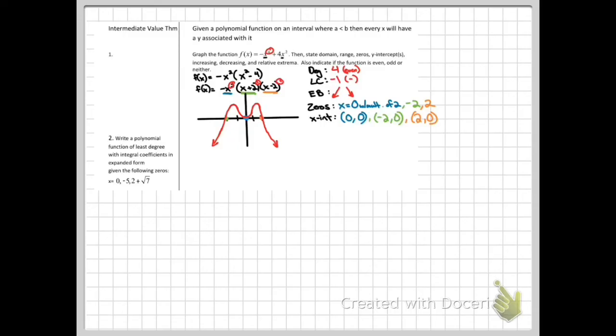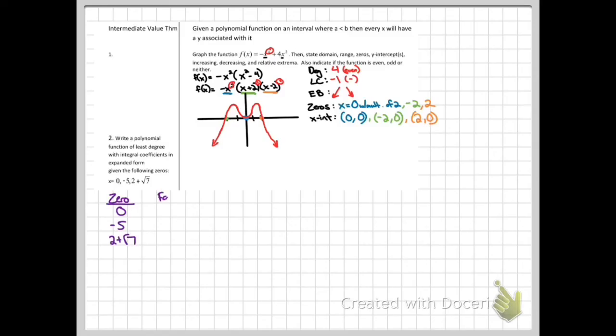Okay, now we are going to work on going backwards. So write a polynomial function of least degree. Least degree just means don't add any extra x's to the problem that we didn't actually tell you. With integral coefficients. Integral coefficients means whole numbers, no fractions, no decimals, in expanded form, so that means I'm going to have to multiply it out, given the following zeros. So we have a 0 of 0, -5, and 2 plus √7.